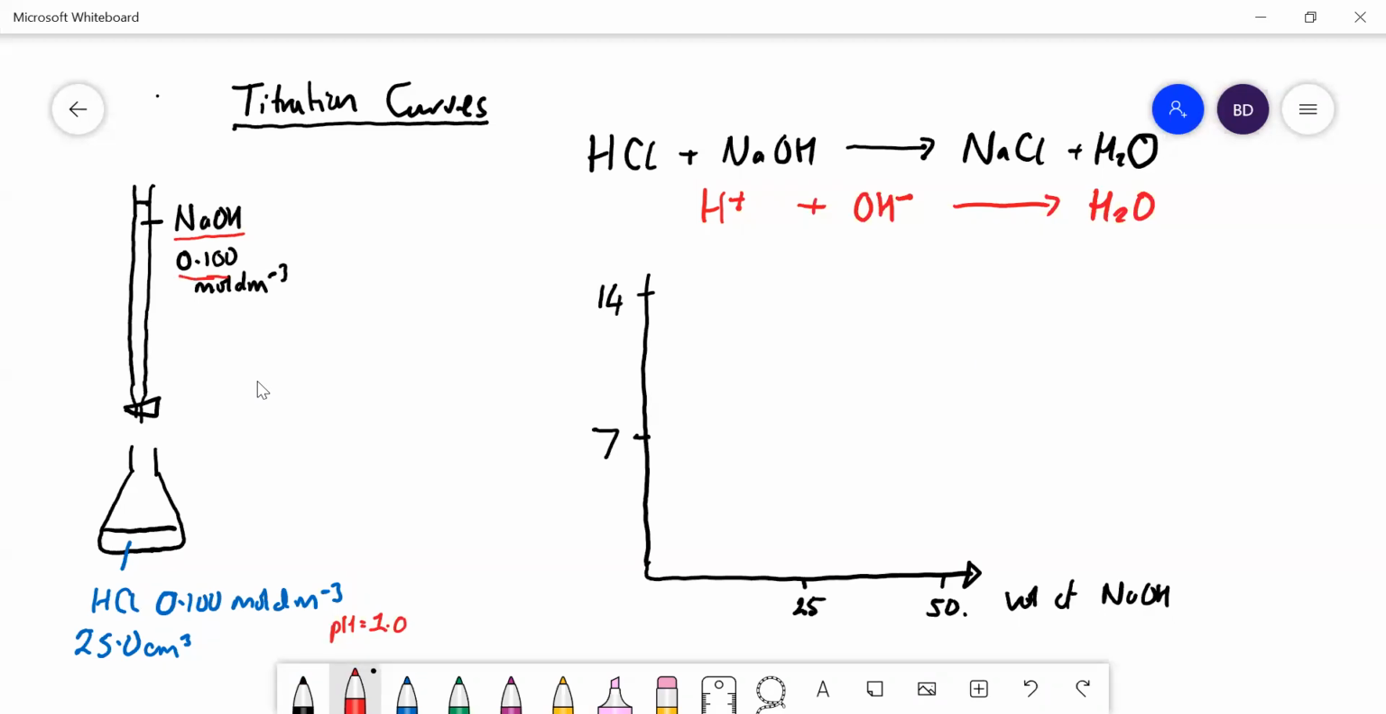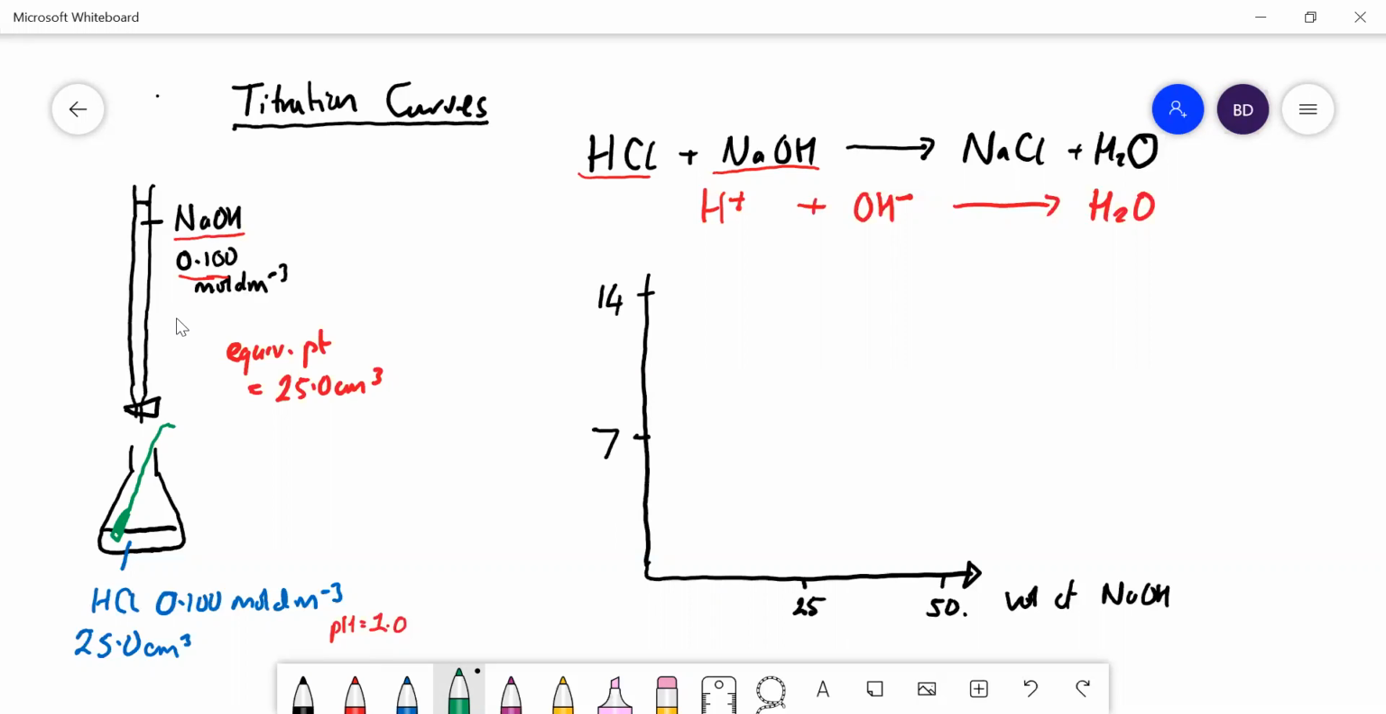Now, because these react in a 1-to-1 ratio, 1 mole of HCl reacting with 1 NaOH, you can see what the end point, let's say the equivalence point, would be at 25.0 centimeters cubed. That would be your end point of the titration, yeah? Now you can do this, and instead of using an indicator, you can put in a pH meter. It'll give you a digital readout of the pH, and you can add it a centimeter cubed at a time.